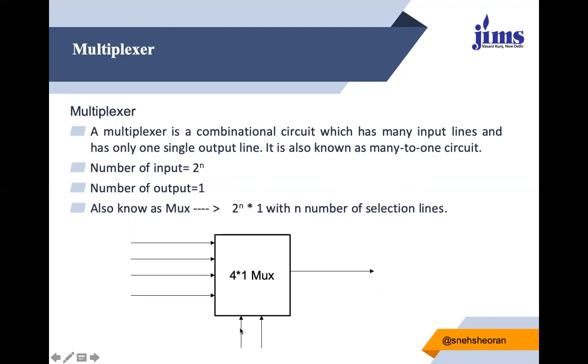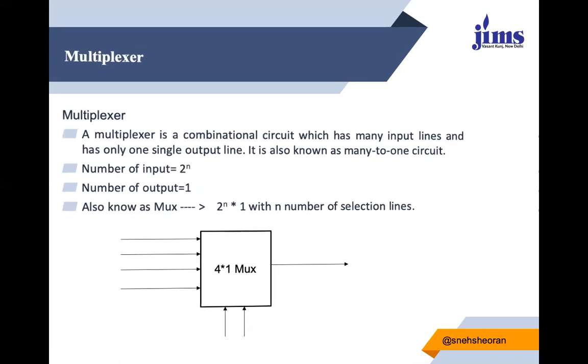Now what is the function of selection lines? These selection lines are going to help me in selecting one of the possible inputs which are present and put it on the output line. So the selection line is doing the role of a selection.